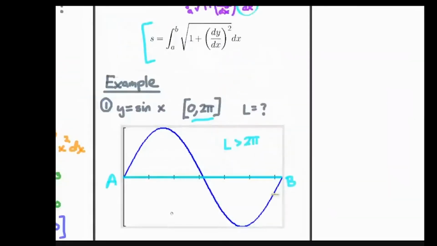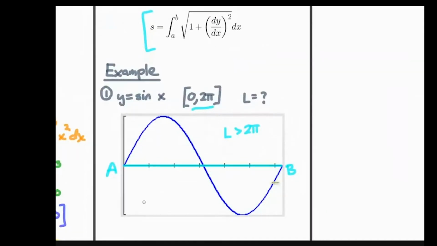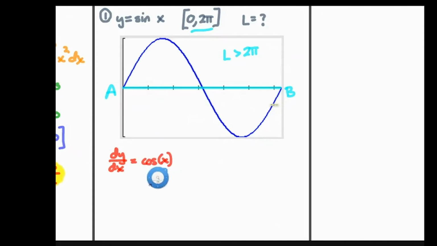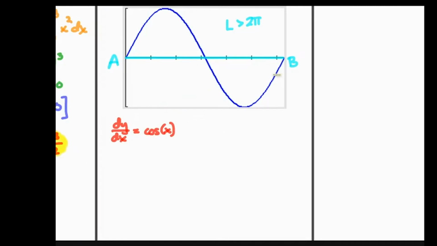So let's use the formula that we have right here. The main thing that you need to do, I would always find the derivative first. You can plug it in there, but then you're writing the integral from a to b and the square root a million times. It's better to just do the derivative first. The derivative of y is cosine x. Then I also like to square it right away, so I'm just putting it in right away as cosine squared.